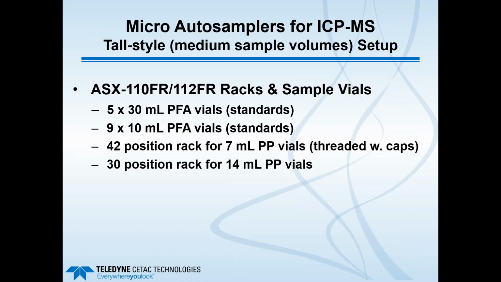Then if you wanted to move to the medium sample volumes, and I mentioned, say, between 5 to 15 mls, there are standard vials up to 30 ml made of PFA and up to 10 ml also made of PFA. There's a 42 position, what we call Bellart half rack, available for 7 ml polypropylene vials, and a 30 position rack available for 14 ml polypropylene vials.